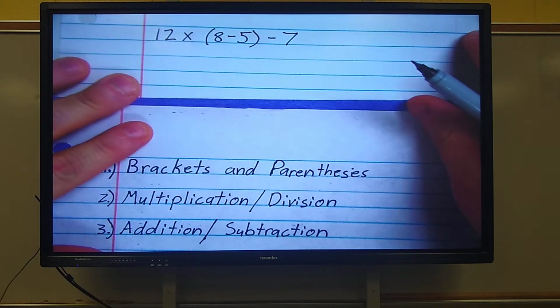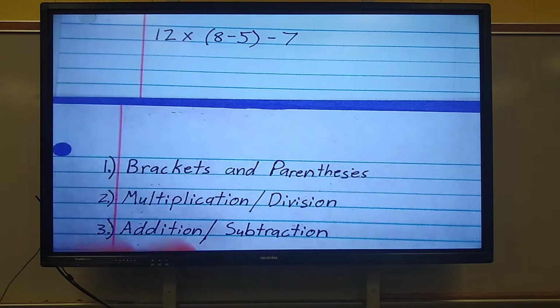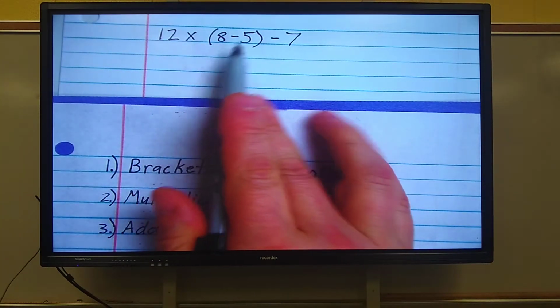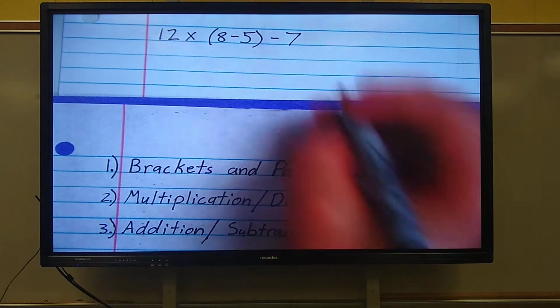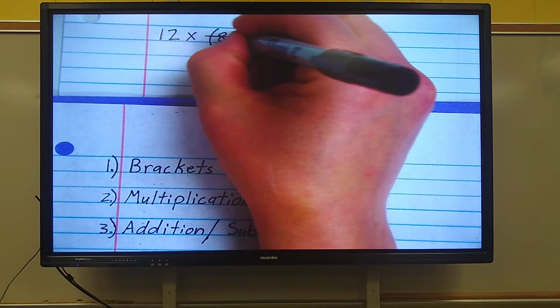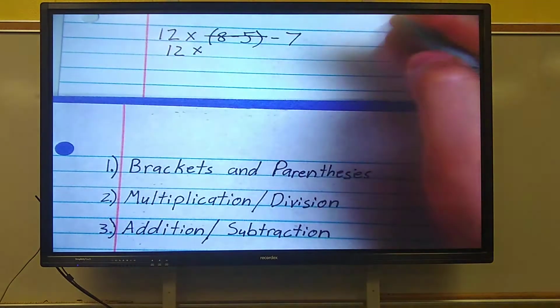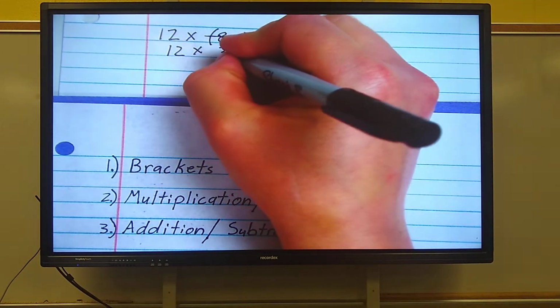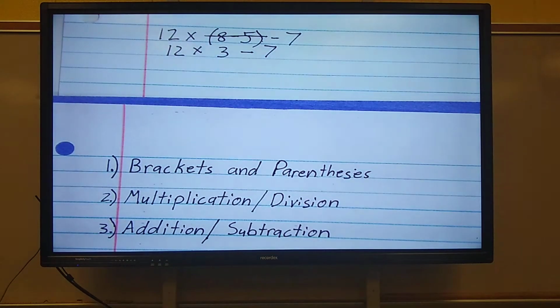First step, brackets and parentheses. I do not see any brackets. I do see parentheses right here. 8 minus 5. 8 minus 5 is 3. Mark that up. 12 times. Now I'm going to write the answer to that. 3 minus 7. Now, I no longer see any brackets or parentheses.